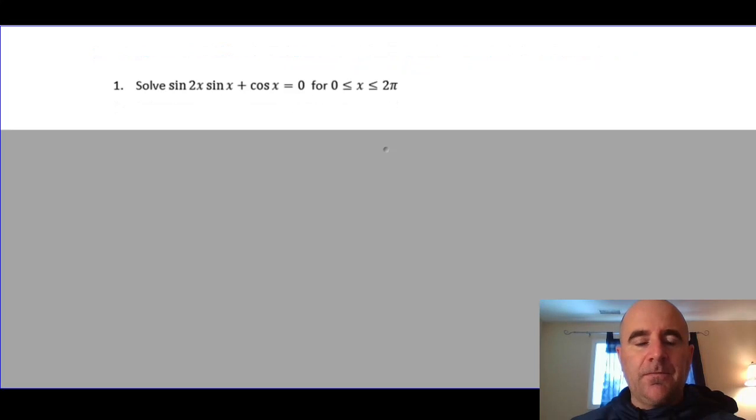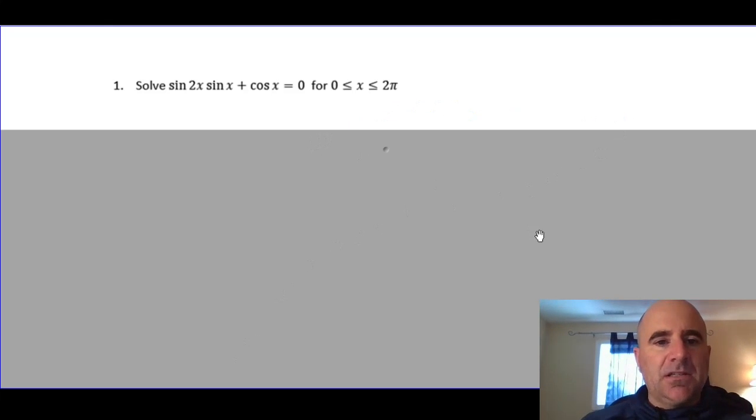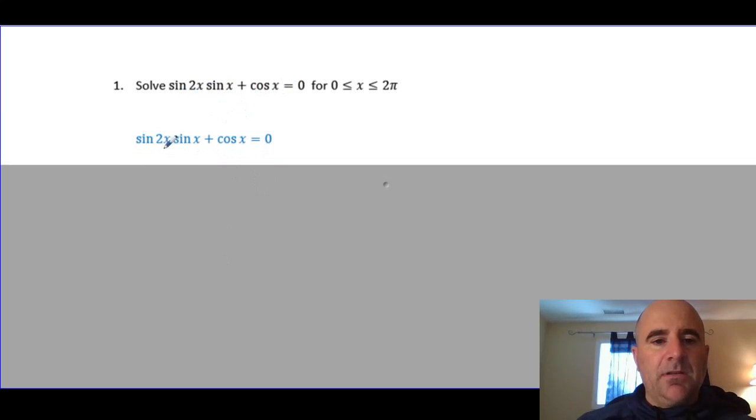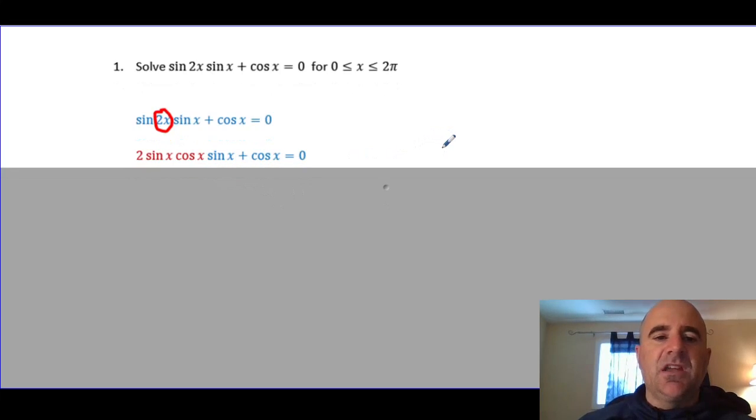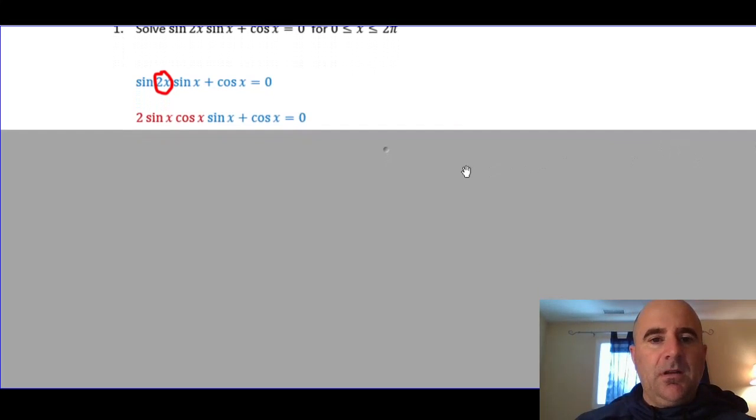So let's look at our first problem here. Solve sine 2x, sine x plus cos x equals 0. When I look at a question like this, the first thing I notice is that we're talking about a single angle x, but also a double angle sine 2x. So the first, to me obvious, step is to get rid of this 2x using our double angle identity and change it into 2 sine x cos x. And from that, we reevaluate and see what we've got and how helpful that is.